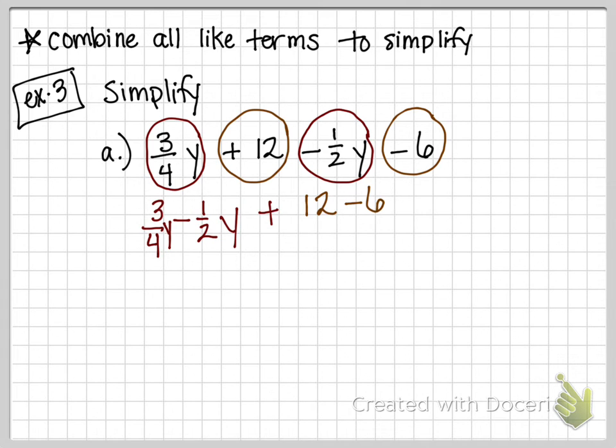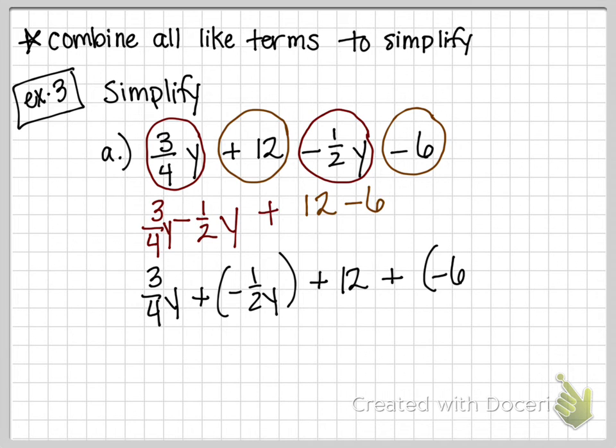Now we need to combine the terms. So basically what we were doing in the previous examples, we have to do twice. Combine the y's and combine the constants. Don't we change the signs to plus? Yeah, let's change the signs to plus. 3/4 y plus negative 1/2 y plus 12 plus negative 6. What's going to be the easiest thing to combine first? Constants. Hazen, what is 12 plus negative 6? 6. All right, so we're done there.